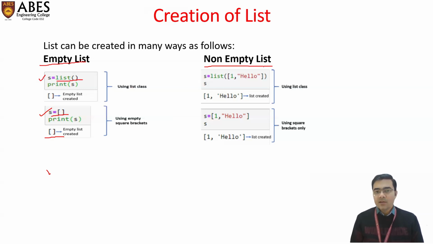Okay. Now how to declare a non-empty list? Similarly we have two options. If you wish to declare a non-empty list, then through square brackets and with comma separated elements, you can declare a list. Here you can see one is an integer type and hello is a string type, and you are using two different data types in a single list. The second way is using the list class, so within the list class you can declare a list also. So these are the two ways through which you can declare a non-empty list.